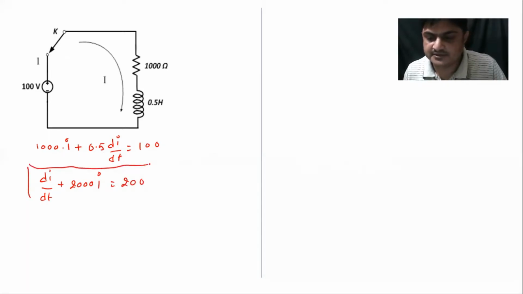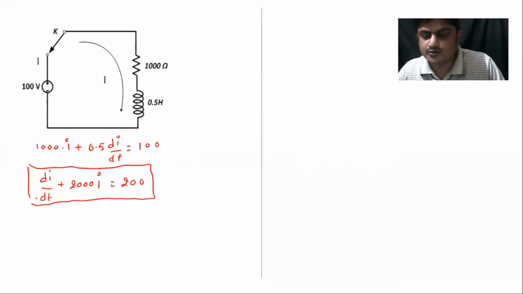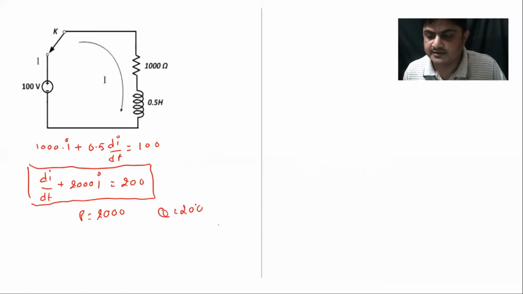This is my equation, in the form of di/dt plus Pi equal to Q. Now if I calculate the value of P in this equation, the value of P is equal to 2000. And what is the value of Q in this particular case? That is equal to 200, right? So now let me write down my variable. You must remember this equation.